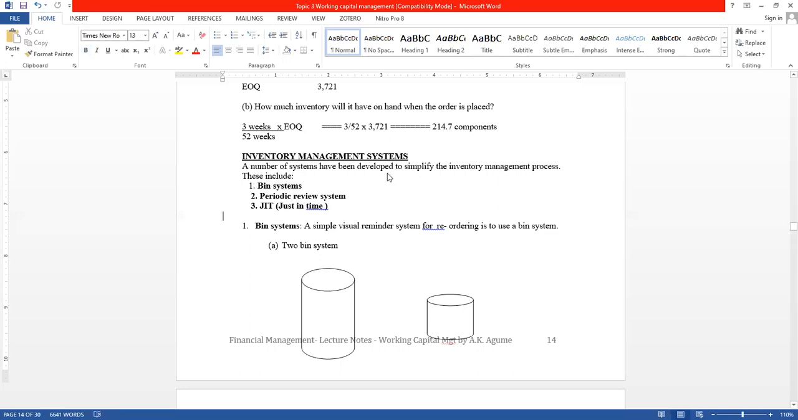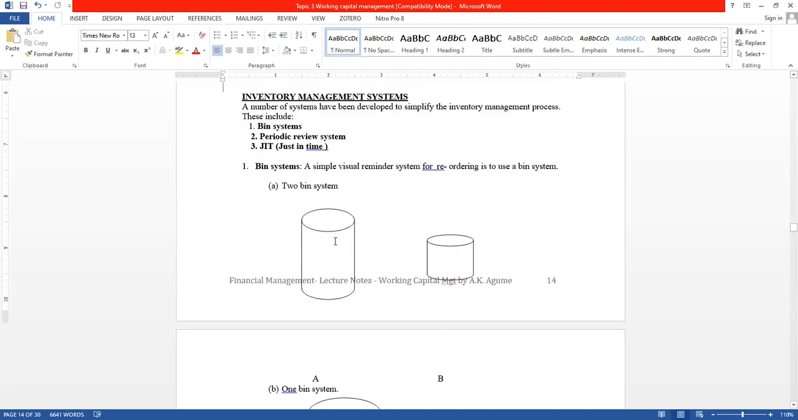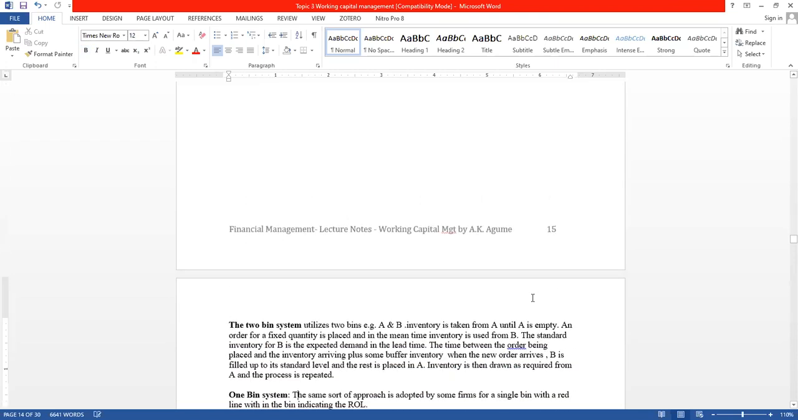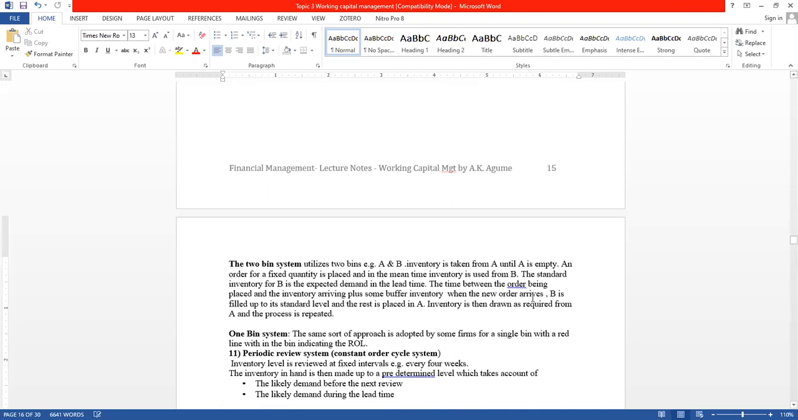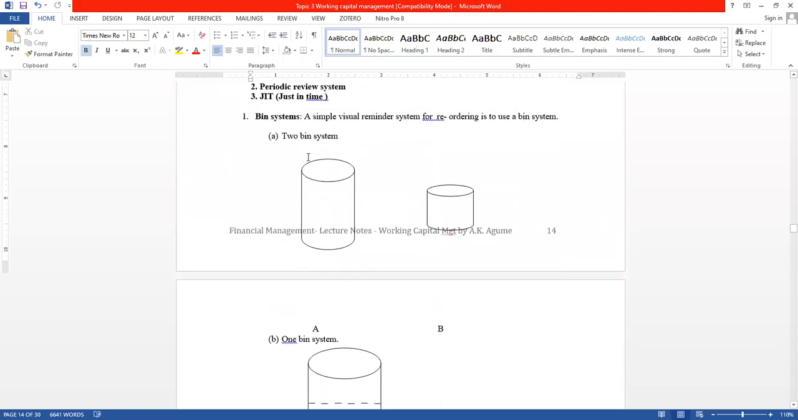So now these systems, like the way the bin system works, the organization will have two bins, okay? You may have a 1 bin system, or a 2 bin system, whereby if the organization is utilizing a 2 bin system, inventory will be taken from A, like the way you see here. You take inventory from A. This is A, and then you have B.